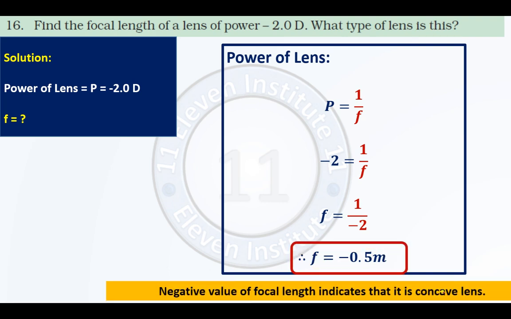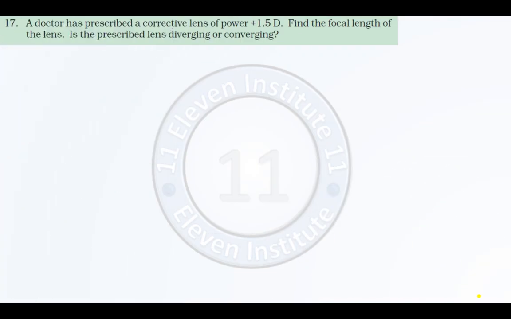Negative value indicates that this is a concave lens. Yes, what type of lens we have to write? Negative value indicates that it is a concave lens. Sorry, I forgot this. Next, let us move ahead to number 17. A doctor has prescribed a corrective lens of power plus 1.5 diopter. So we will write P is equal to plus 1.5 diopters. Instead of plus 1.5, we can write plus 3 upon 2 diopters also. 1.5 means 3 upon 2.